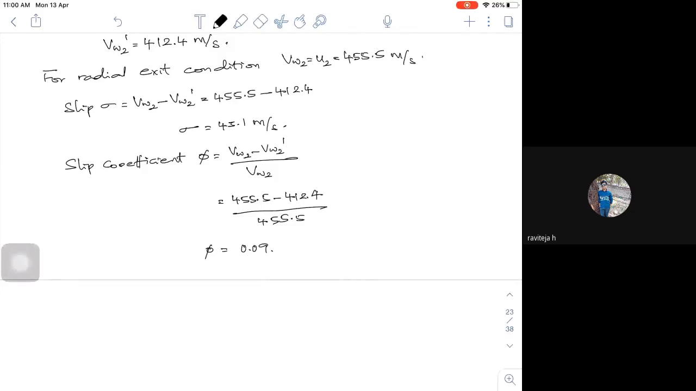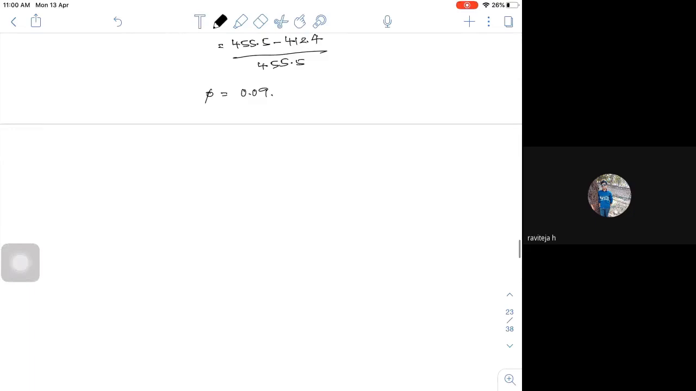How to calculate the discharge? Because we need to calculate the power. So the third one, I need to calculate the power. If I want to calculate the power, I need to know the corresponding Q. So Q is equal to pi D1 B1 into Vf, which is equal to pi D2 B2 into Vf2.